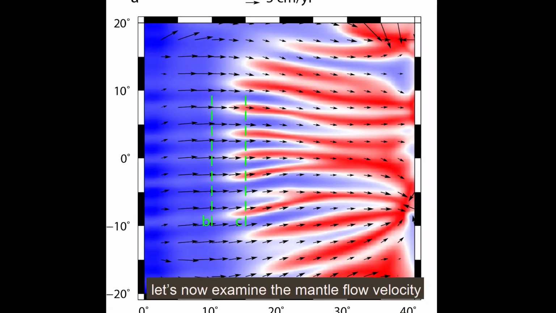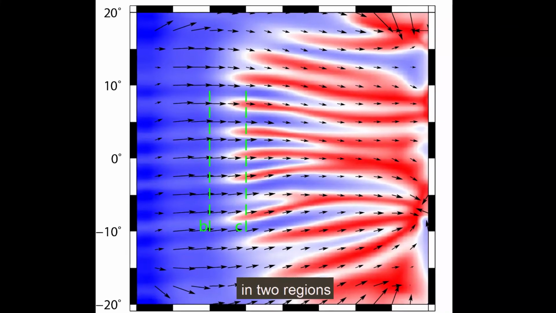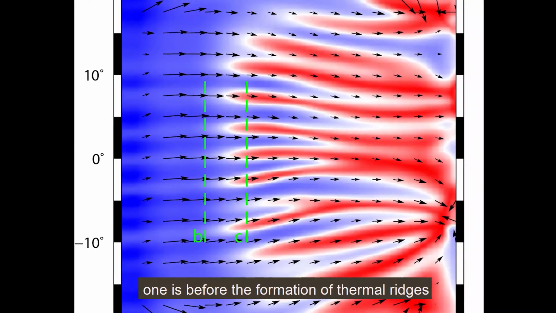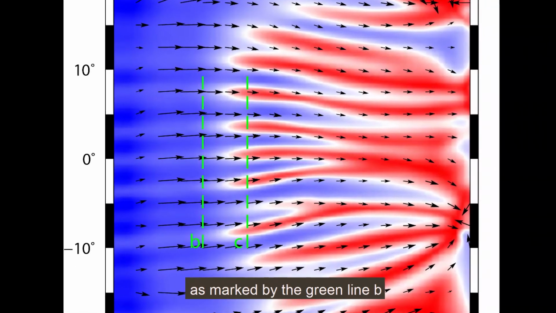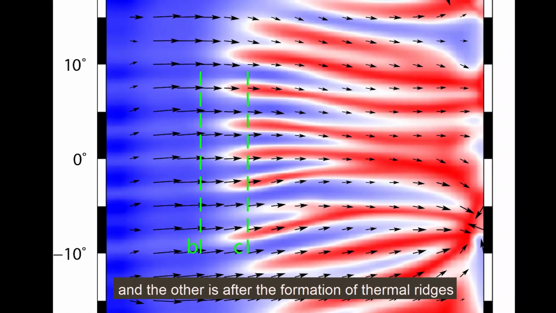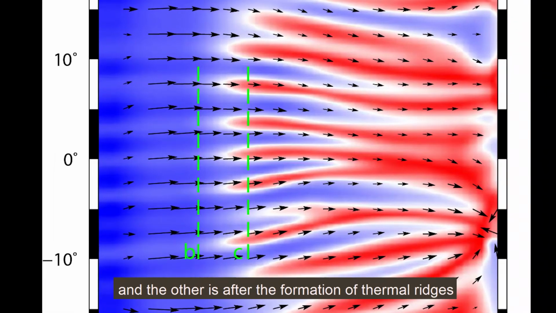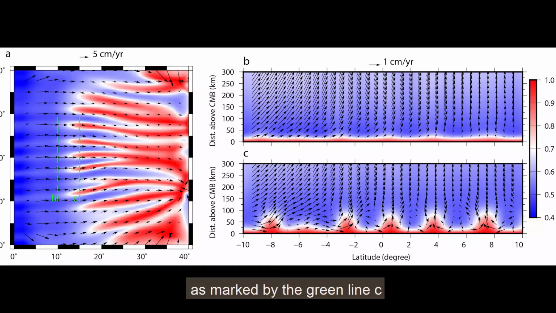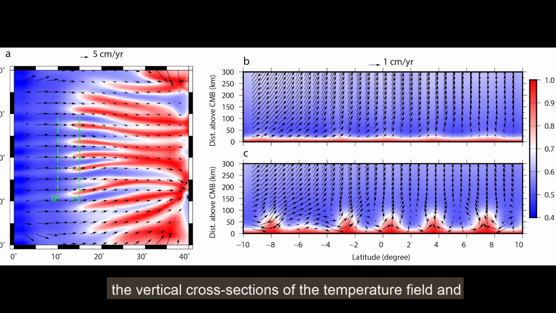Let's now examine the mantle flow velocity in 2 regions. One is before the formation of thermal ridges as marked by the green line B, and the other is after formation of thermal ridges as marked by the green line C. The vertical cross-sections of the temperature field and the vertical component of the mantle flow velocity field in these regions are shown in the right two figures.